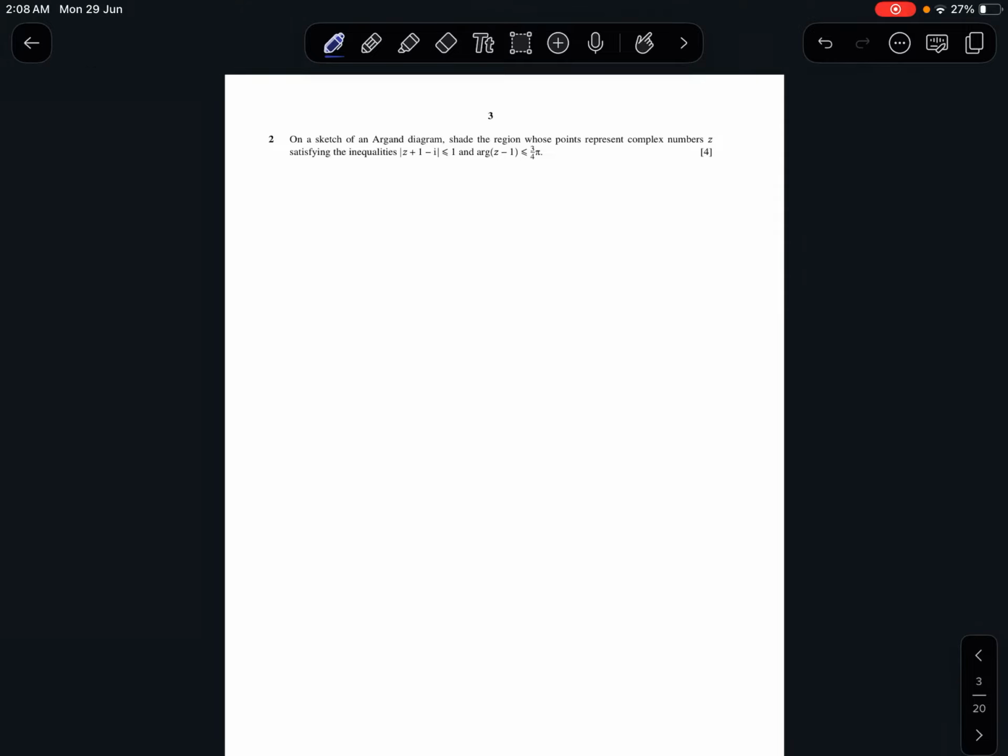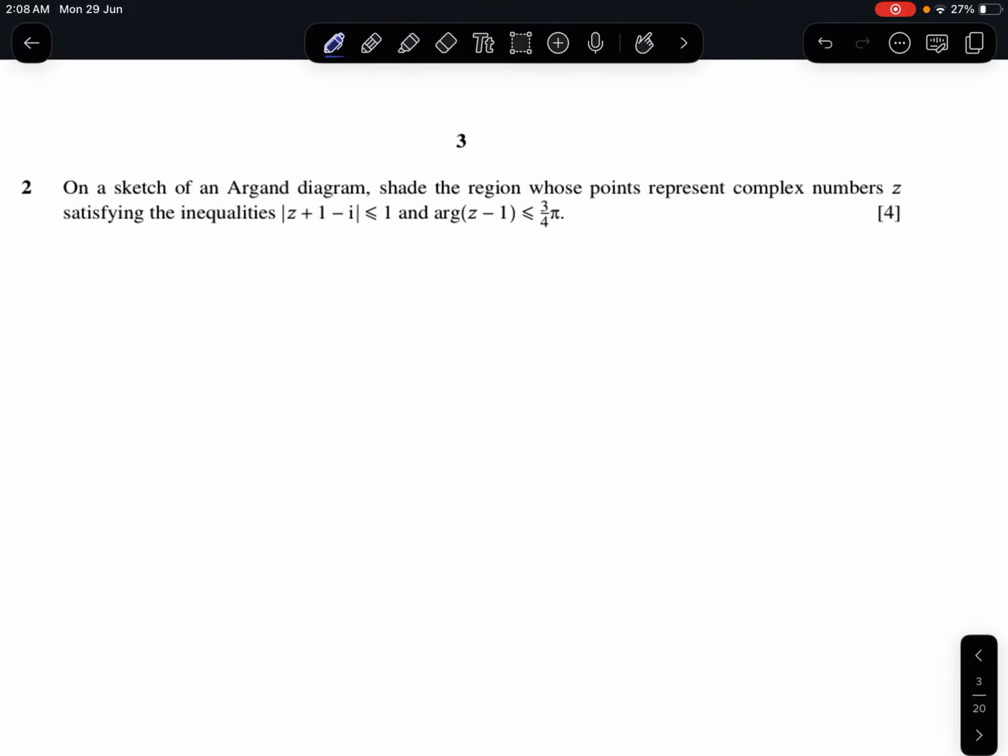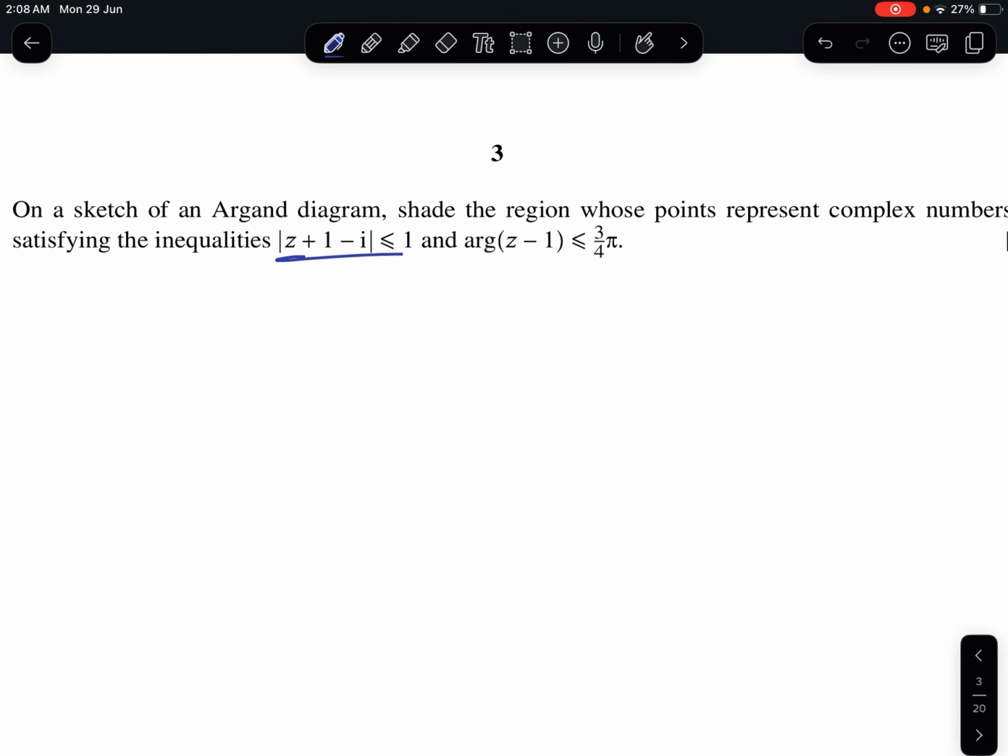So for question 2 of this paper 3-2 of 9709 May June 2021, we have been asked to sketch on an Argand diagram and shade the region whose points represent complex number z satisfying the inequalities that are given. So let's look at these one by one. First, let's take a look at this one.